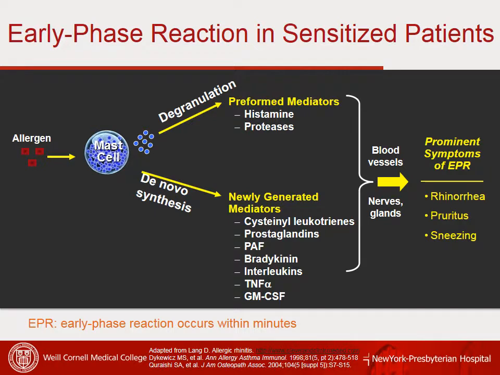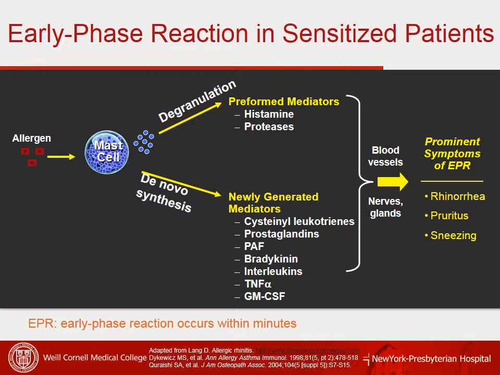Now this is the early phase reaction. We talked about isotype or class switching, where antigen-specific IgE is created, and then that IgE binds to mast cells. Well, this is what happens when the allergen then gets back into the system. It cross-links the IgE and binds to them, and this causes the mast cells to degranulate. And this is where preformed mediators like histamine and proteases are released.